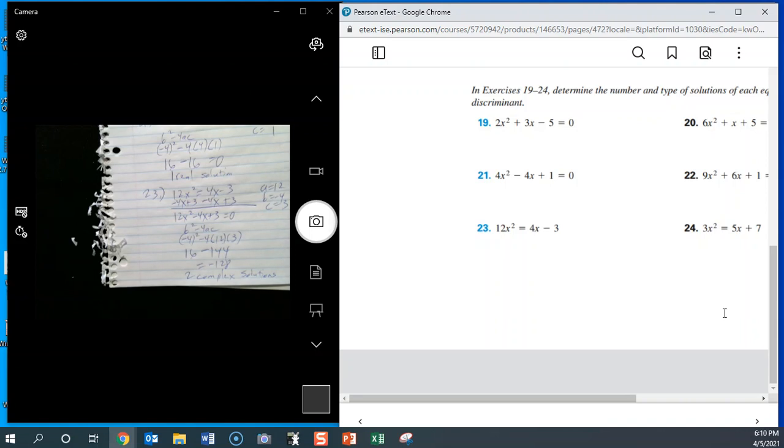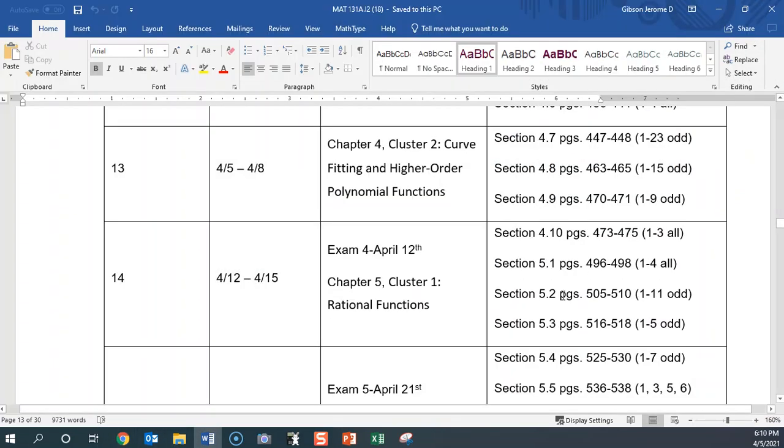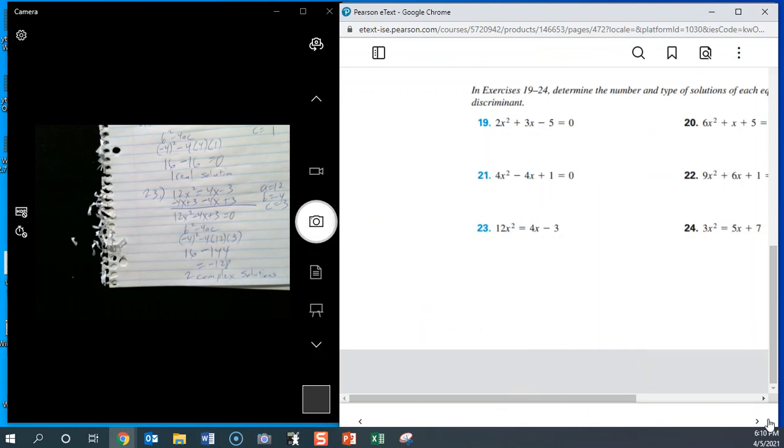And that is it. Now we're going to go on to the next lesson, which is 4.8. But if you have any questions from 4.7, feel free to contact me. And remember, you must complete all problems 1 through 23 odd for this section. So let's go back to the syllabus. 4.8 starts on page 463, and we're doing 1 through 15 odd.